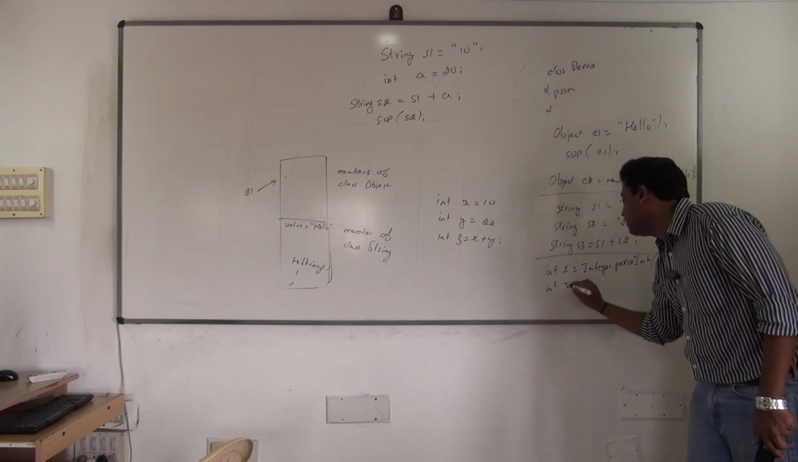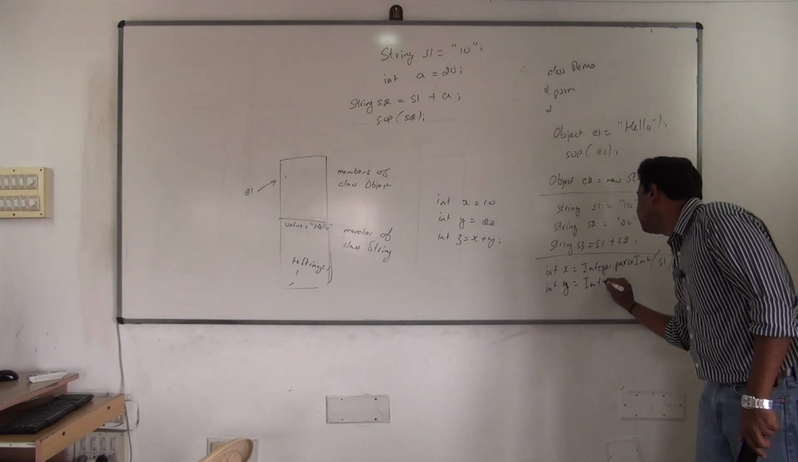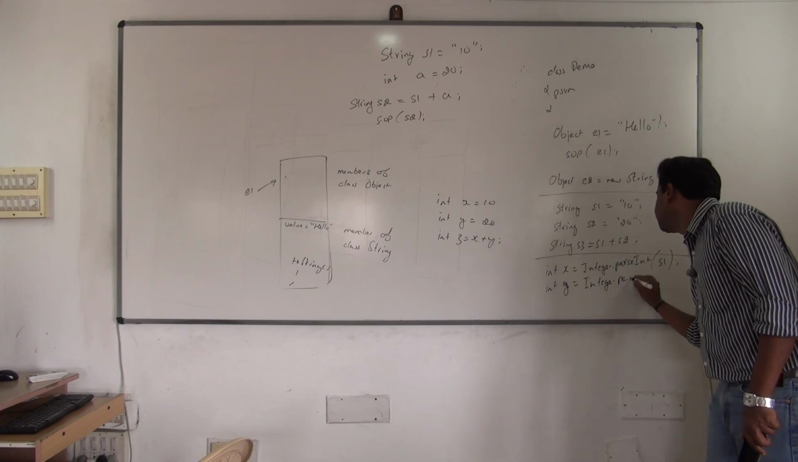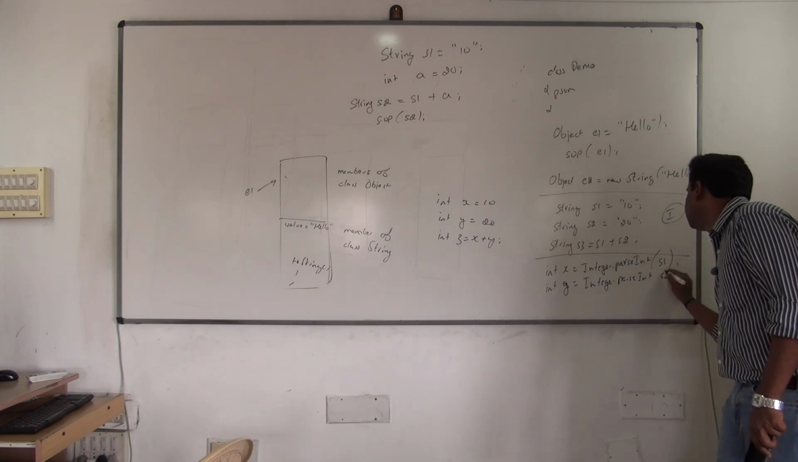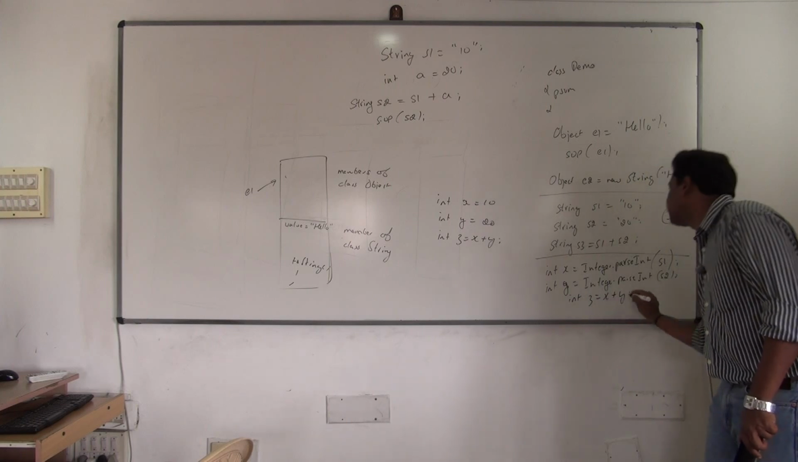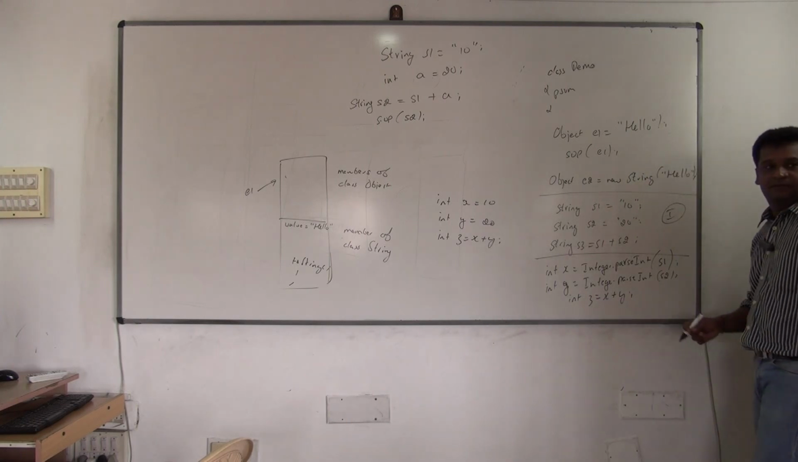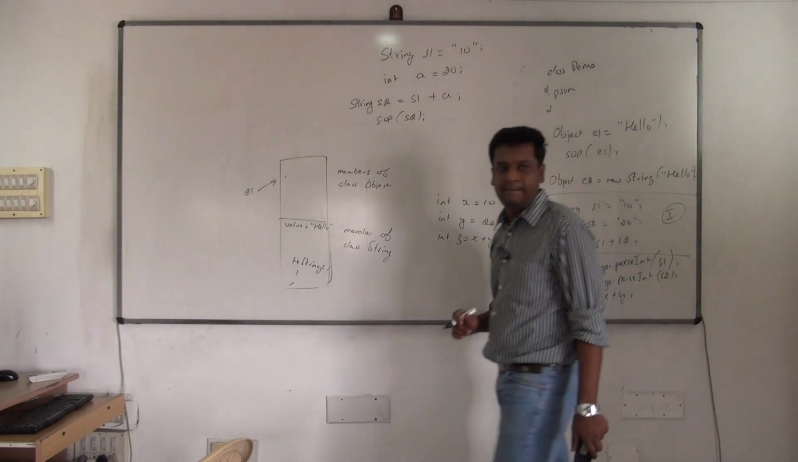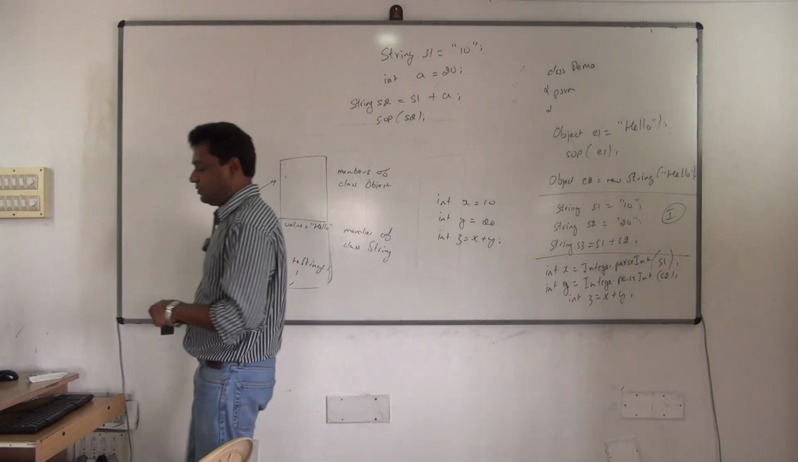Then int y is equal to Integer dot parseInt of s2. Now int z is equal to x plus y. Check out all this. Understood? You can code all these programs now and check.